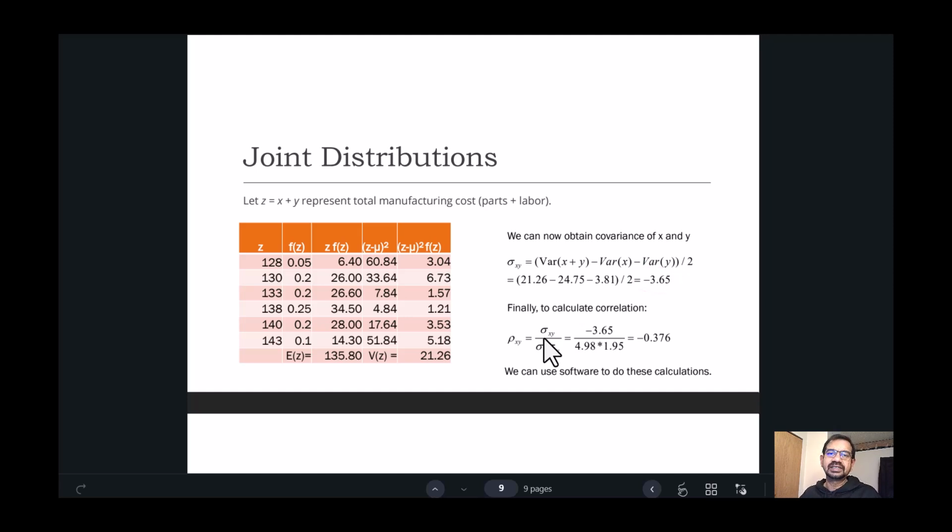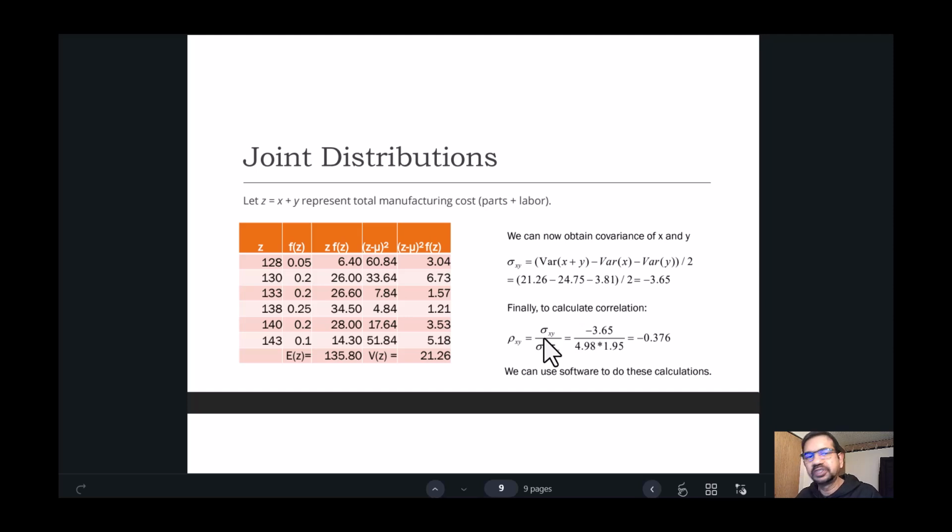So this tells us that we have a negative covariance. So when labor costs are high, we may be using a process where our parts cost is less. So there may be some little switch between labor cost and cost of parts.